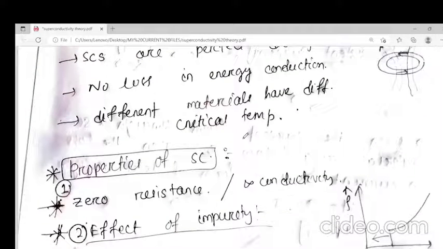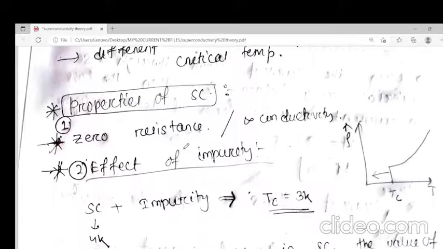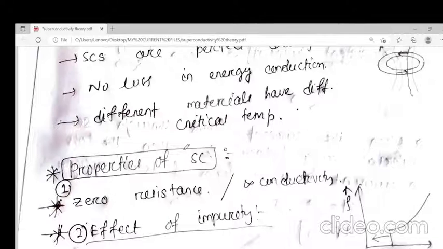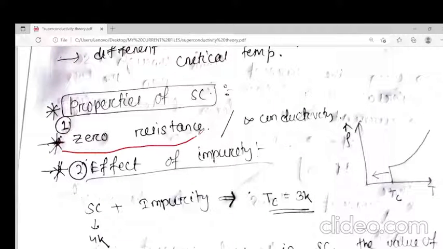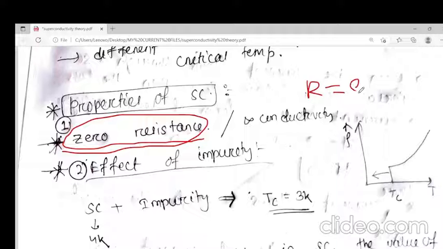Let's briefly see what the properties are and how they work. First, it should show zero resistance, or you can say infinite conductivity, as R equals rho L by A. Since rho is 1 by sigma, sigma is infinite here.